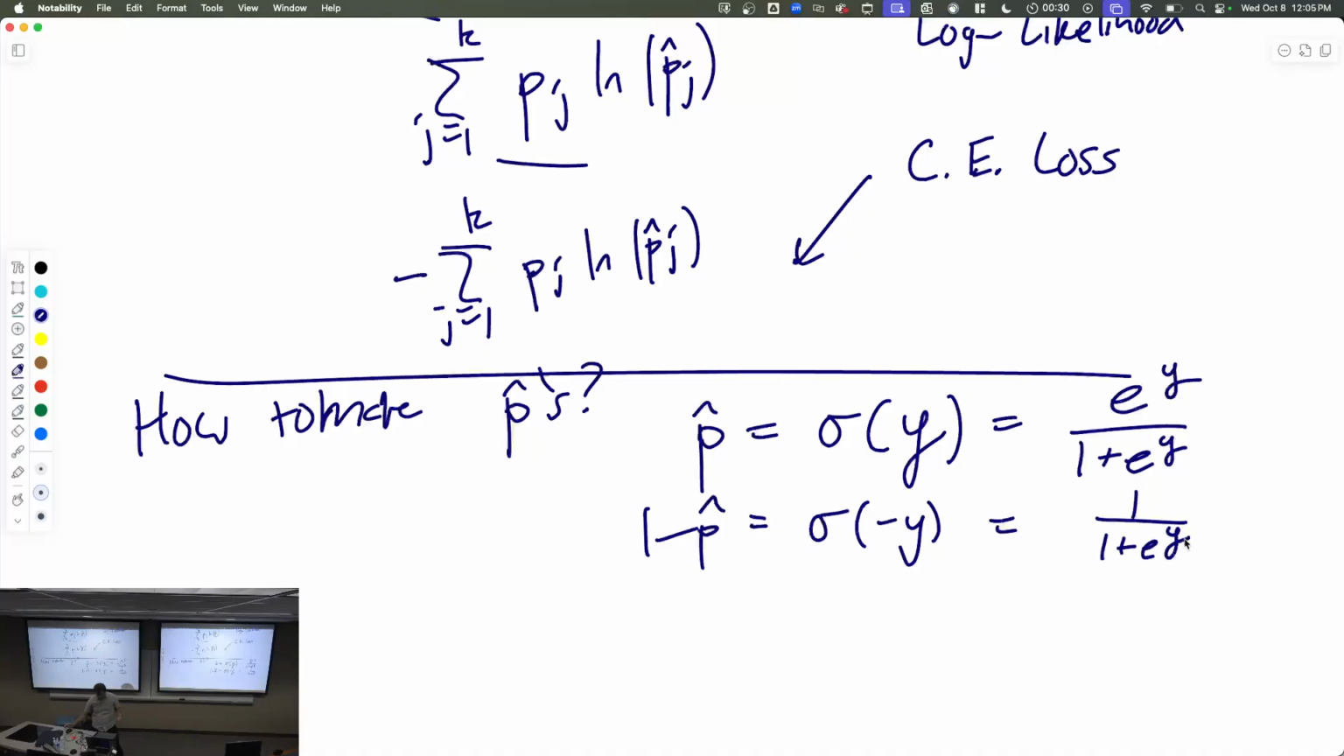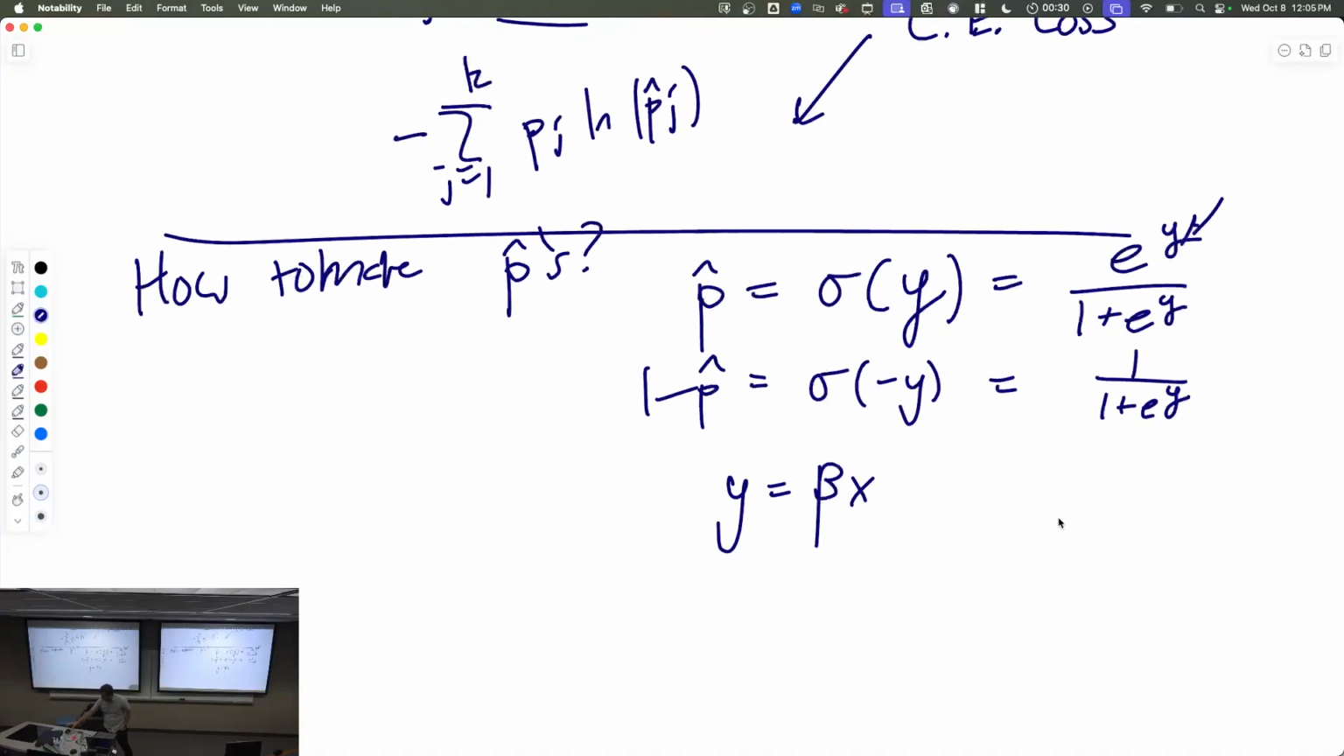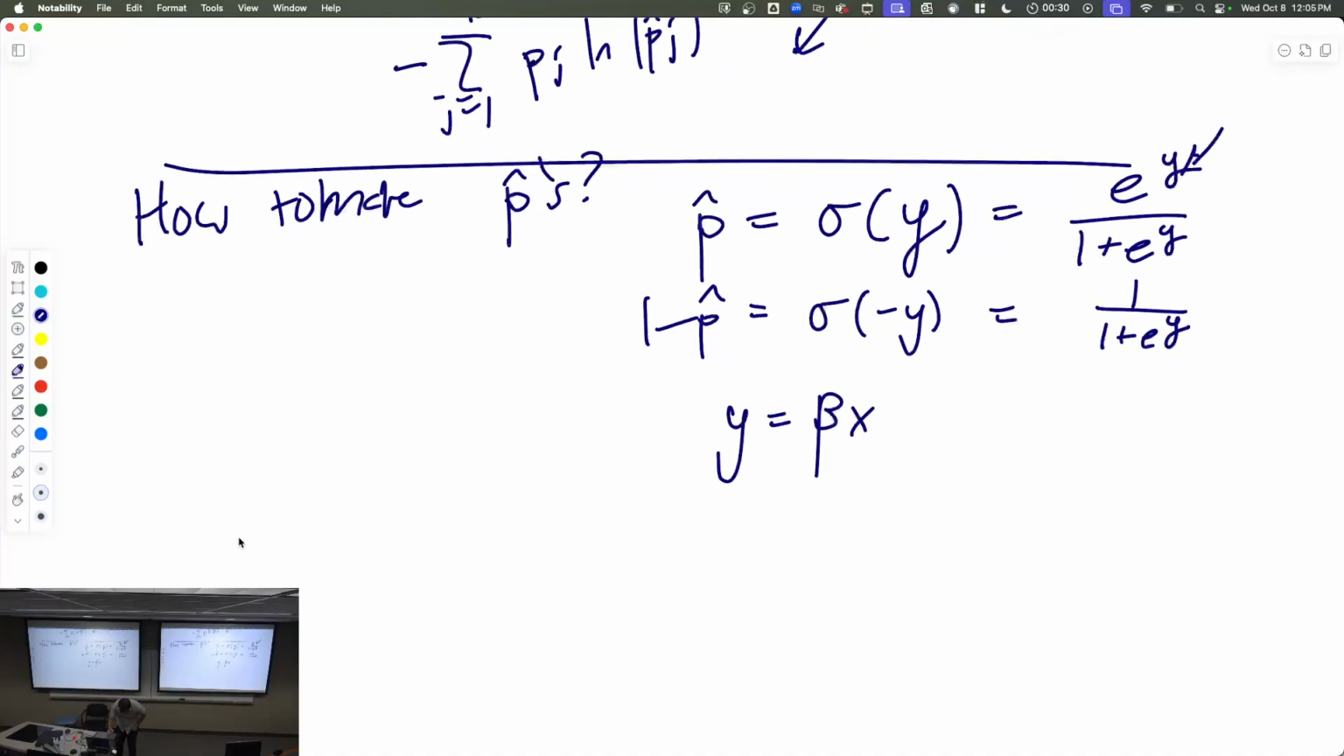So the y tells you how much you should put into the e to the y. And if it's large, then you have a probability close to 1. And if it's small, you have a probability close to 0. And we estimated y with linear regression, y equals beta x, last class. And now the question is, when you have multiple p's, how should we do it? So if we're going to have p hat 1, p hat 2, and p hat 3, in 3-class classification, how do we do this? Because the sigmoid doesn't have 3 parts. So what do we do?